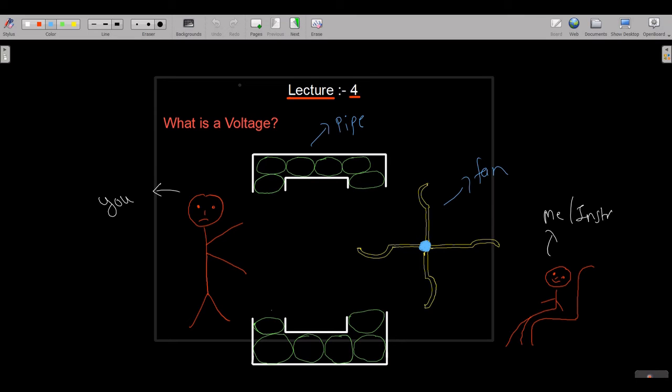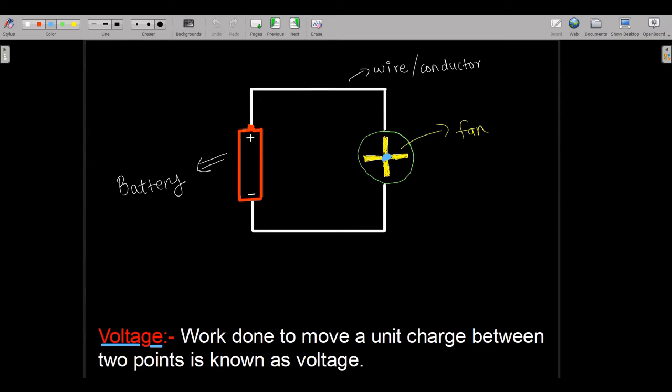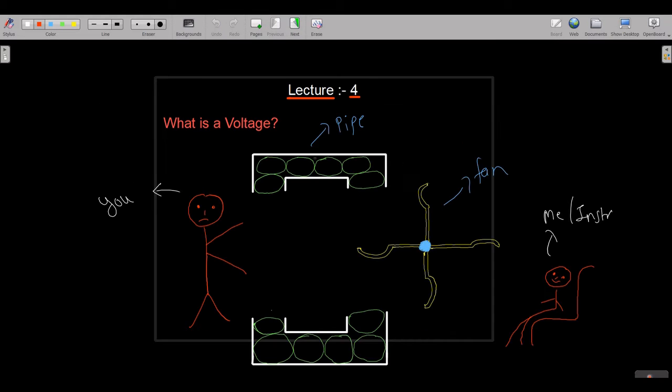Let's try to understand this. When you connect the battery to this conductor, and both ends of the conductor are connected to the fan, what exactly happens is that as soon as you connect the battery to the conductor, the electrons present at this end will try to move in this particular direction. So you can easily relate that these electrons are nothing but the balls in this scenario.